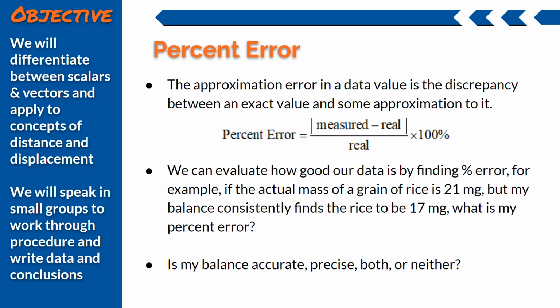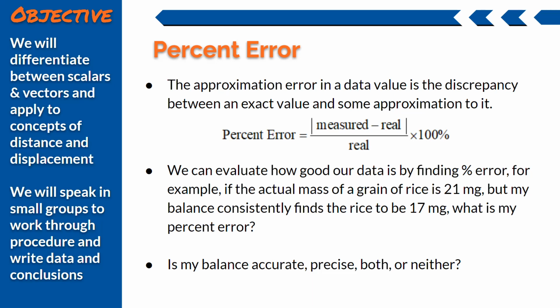So the example says, if the actual mass of a grain of rice is 21 milligrams, but my balance consistently finds the rice to be 17 milligrams, what is my percent error? And then, is my balance accurate, precise, both, or neither? Okay, so again, you can do this calculation pretty quickly, because you can just do 17 minus 21, absolute value of that. So you could just write 21 minus 17. That'd be faster. Okay, and then divided by 21, because that's the real. And that, times 100, would give you your percent error.